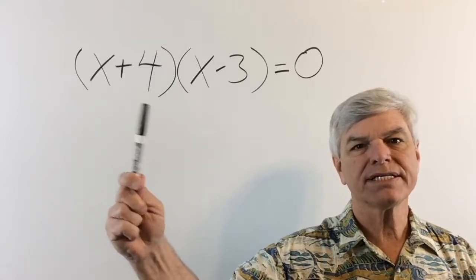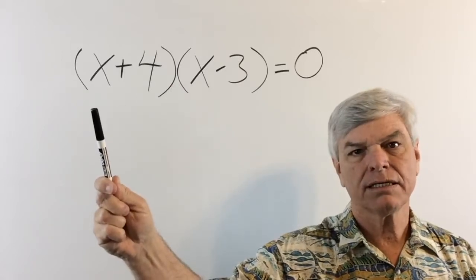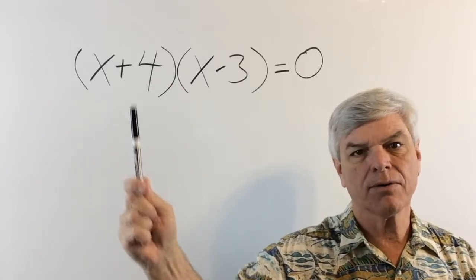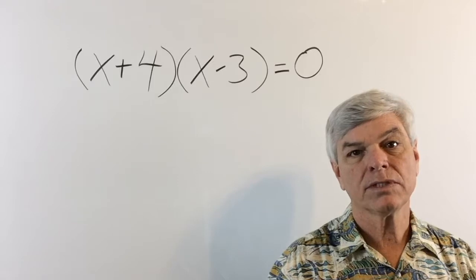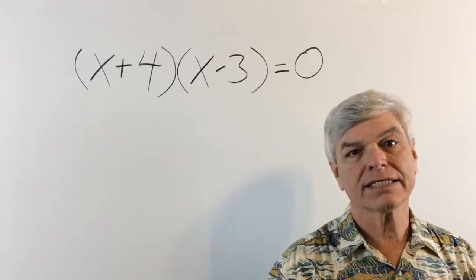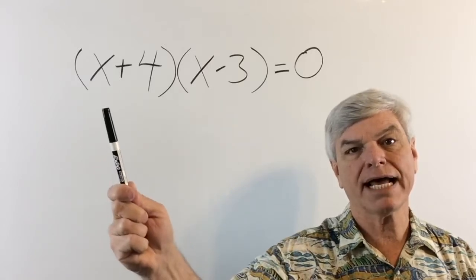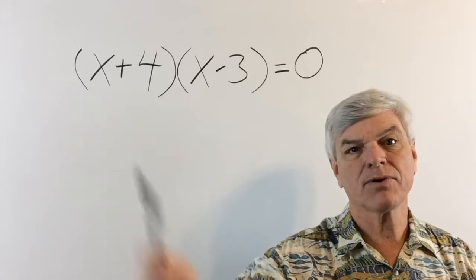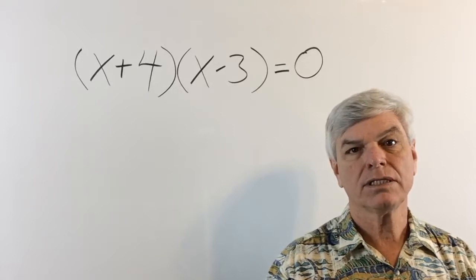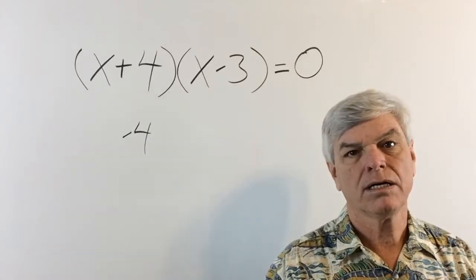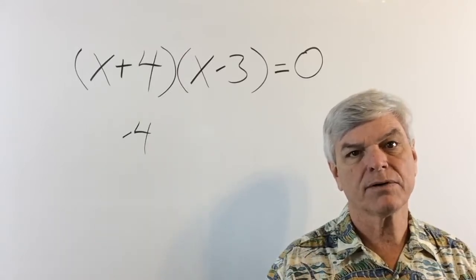Well, one of these has to be zero, right? If I'm talking about the whole parentheses, not the x. If the whole parentheses is zero, then 0 times whatever is going to equal 0. So how do I get this x to equal 0? That is, how do I make that x a number that will make this parentheses equal 0? Well, what plus 4 equals 0? -4. Okay, -4 will make this parentheses equal 0. 4 plus -4 is 0.